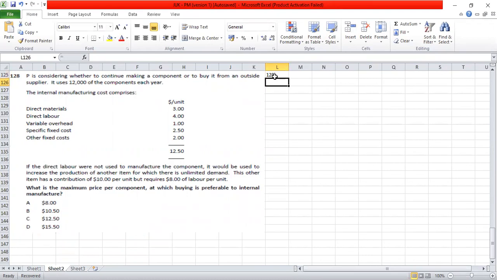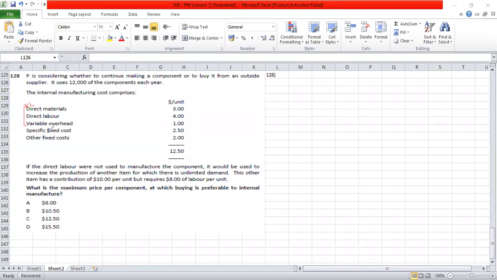The requirement is 12,000 components each year. Then the list of items which are given. We see direct material, direct labor, variable overhead. These three items are variable in nature. Variable cost. All direct costs are variable costs. So direct material, direct labor, variable overhead, all of them are variable cost.